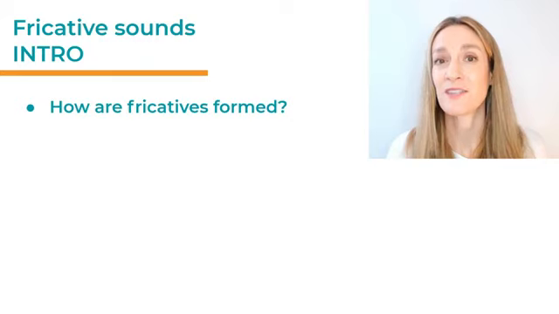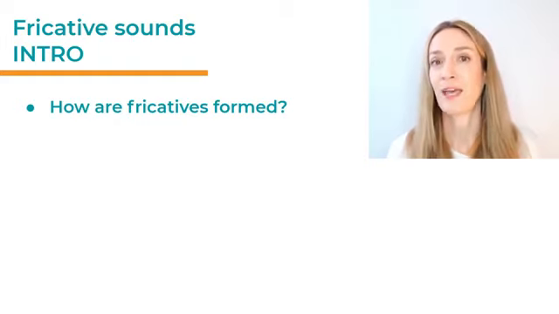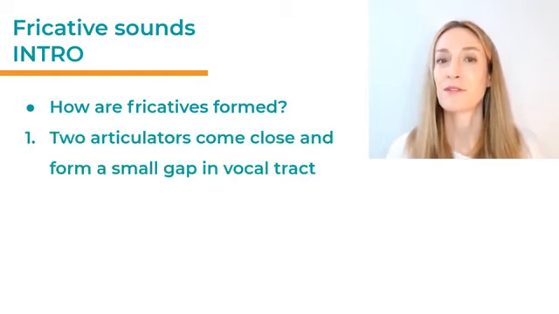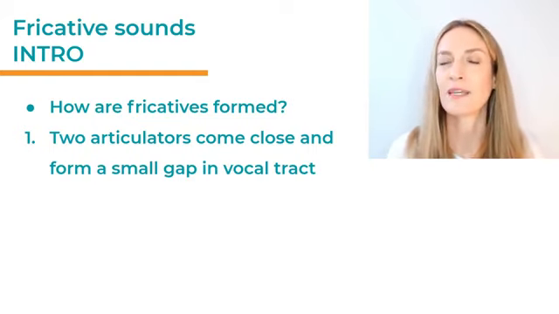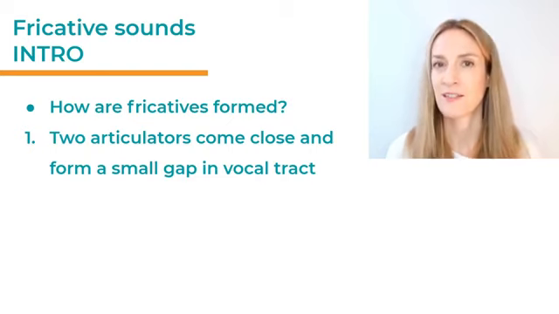How are fricatives formed? Now, if you watched my other video on plosives, you know that plosives are formed in a very special way, and it's very different to how fricatives are formed. Fricatives are formed because, first of all, 2 articulators come very close together and they form a little small gap in the vocal tract, but not a full closure. That's very different to plosives, where there is full closure.